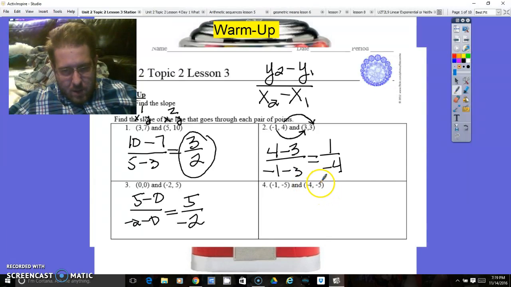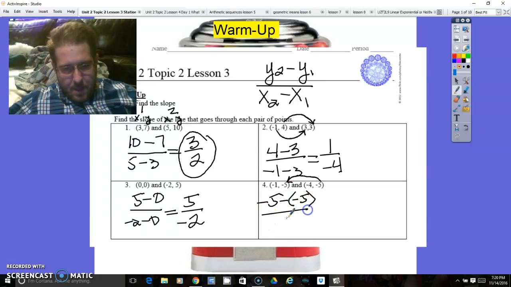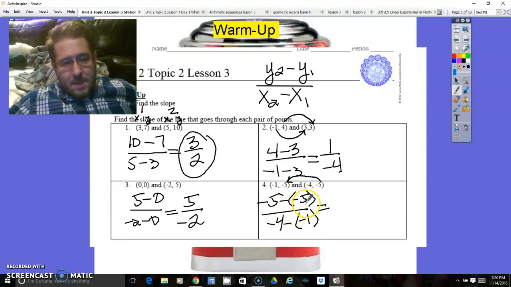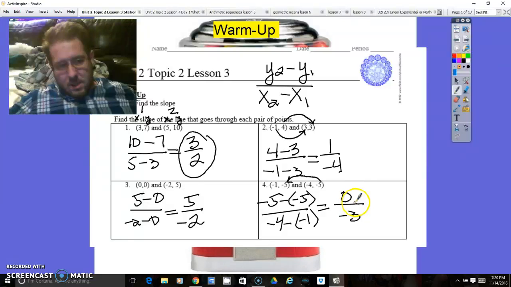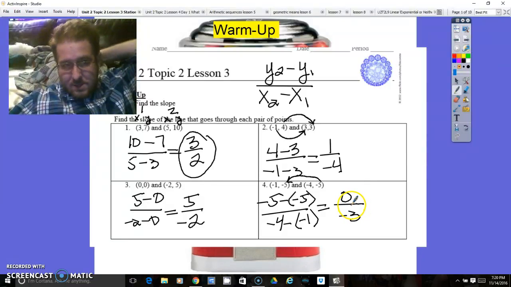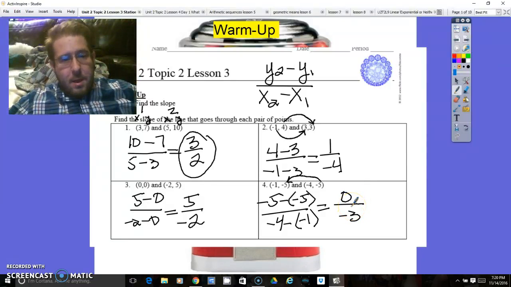This one, y2 minus y1, so we got negative 5 minus negative 5 on top, and negative 4 minus negative 1. Lots of negatives, got to be good at your integers. So negative 5 minus negative 5 was really the same as negative 5 plus 5, which is 0. And negative 4 minus negative 1 is the same thing as negative 4 plus 1, which is negative 3. Now, this is really just a straight across horizontal line because it has a slope of nothing. It's a line that's going up nothing.